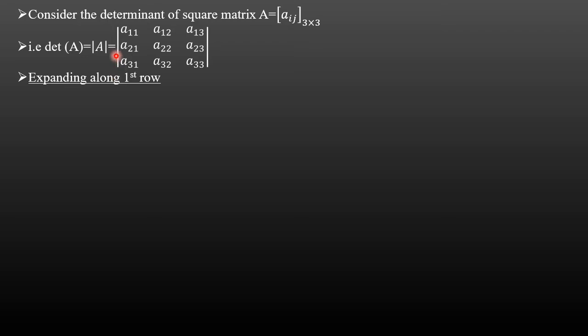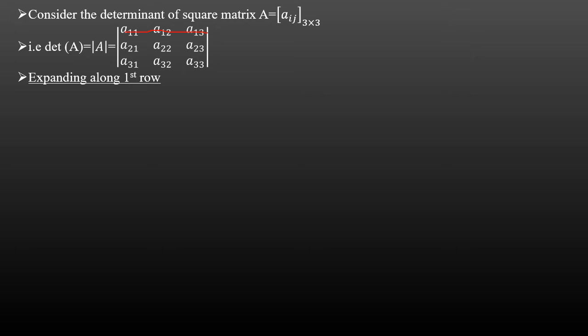Similarly you can expand the determinant along the second row, third row, first column, second column, or the third column. So let me see how to find out the expansion along the first row. Students, when we are expanding along the first row, this is the row we have to keep in mind: a11, a12 and a13.